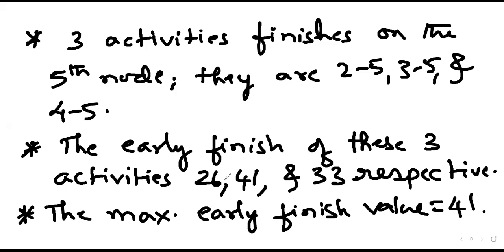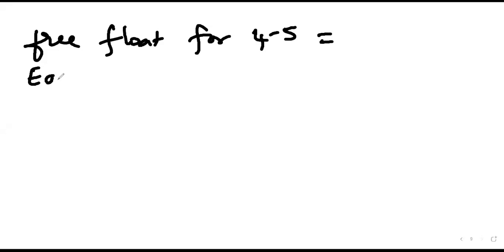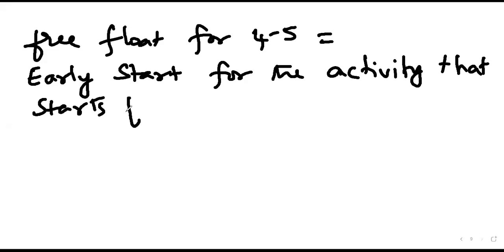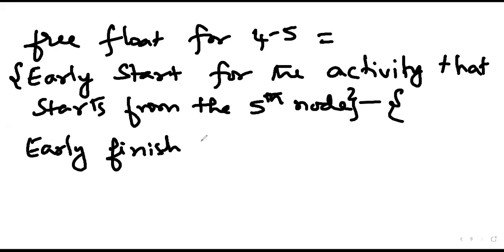All right. So I'm going to the next screen. Free float for the 4-5 activity is equal to the early start for the activity that starts from the 5th node minus the early finish of the 4-5 activity. So what will be the values here?